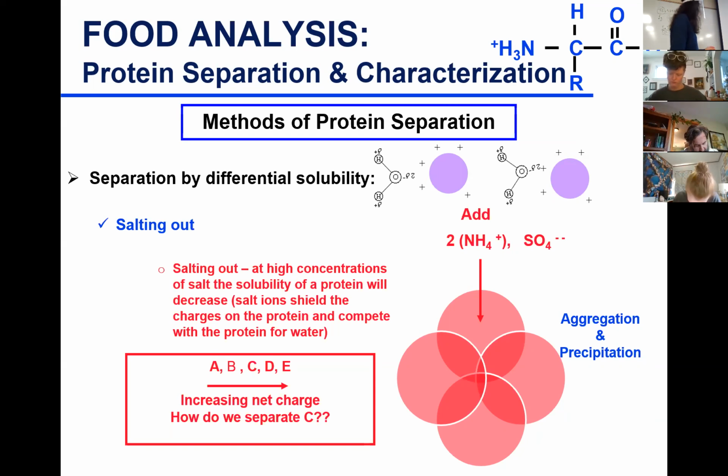Okay. So here's a question for you, and I put it in a very simplistic manner. You have 5 different proteins. They differ in their net charge. A has the least amount of charge and E has the highest net charge. How do I separate C? Think simplistically, don't give me numbers, just give me your approach. What would you do to separate C using salt?